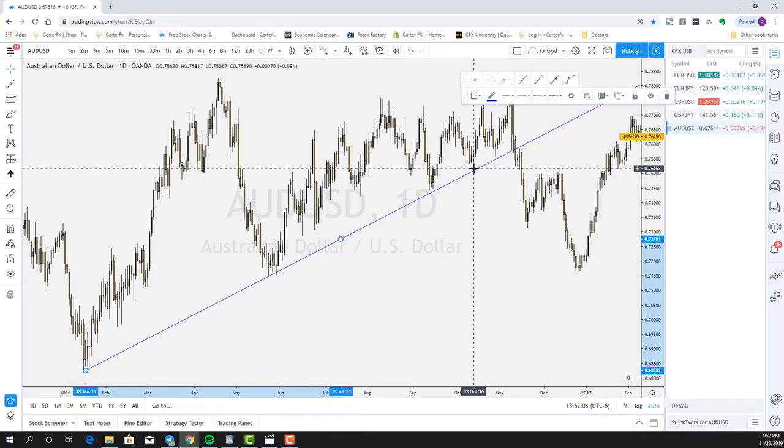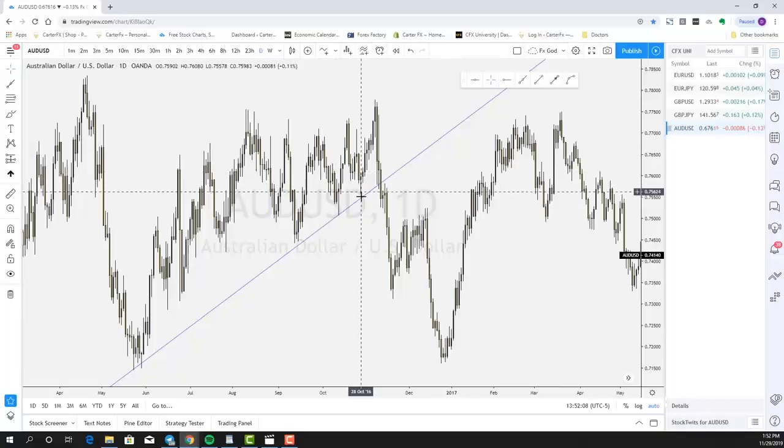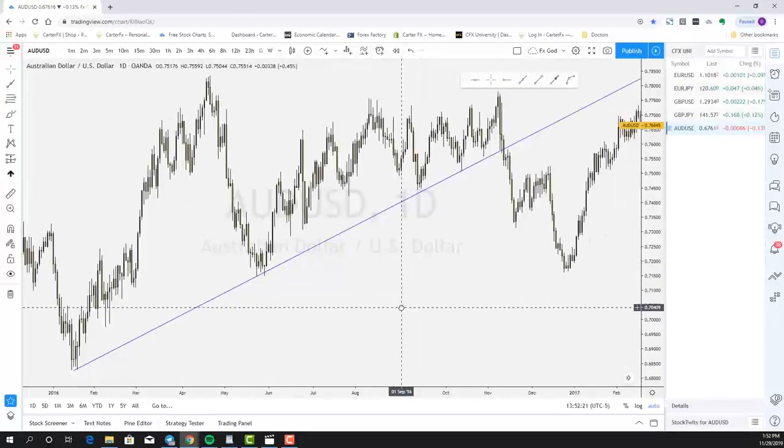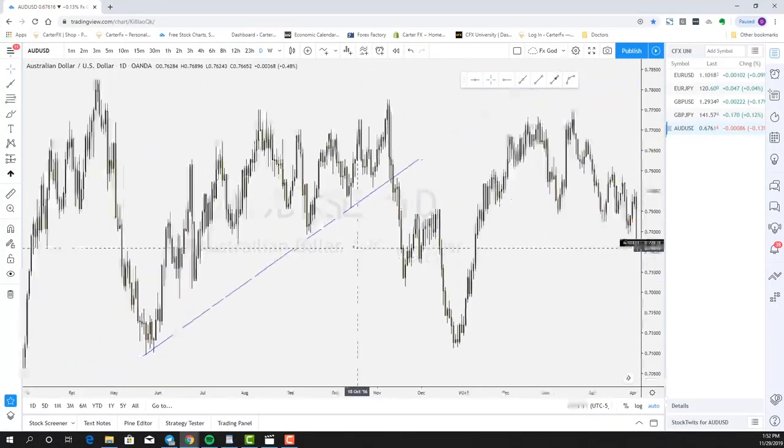I had another perfect touch, all right? I had a very close touch. I had 1, 2, 3 touches here. And then last but not least, a break, a retest on the opposite side before price kept on pushing down. So this is how we draw trend lines. This is how we use them when it comes to our market analysis.